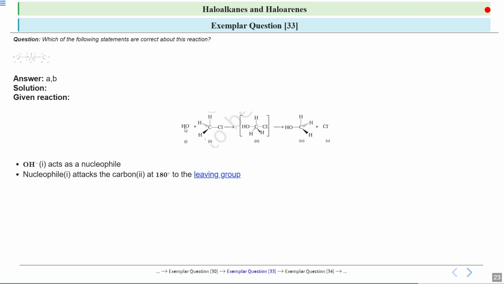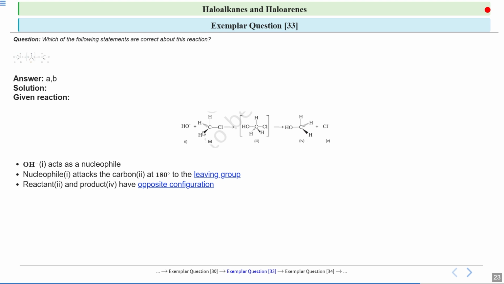Okay, 180 degrees means from the opposite side of the carbon-chlorine bond. So the nucleophile attacks the carbon present in the second compound at 180 degrees to the leaving group. You can see in the third, that is the transition state, that the bond angle between the OH, carbon and Cl is 180 degrees, right? That's why we are writing that the nucleophile attacks the carbon in the second at 180 degrees to the leaving group.